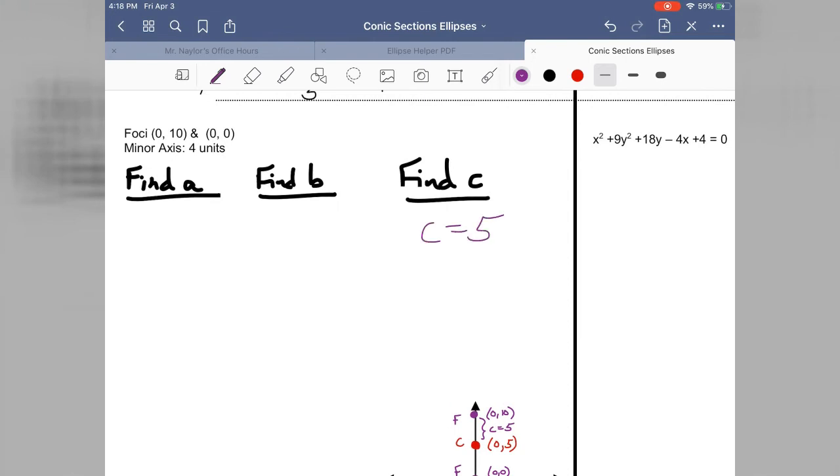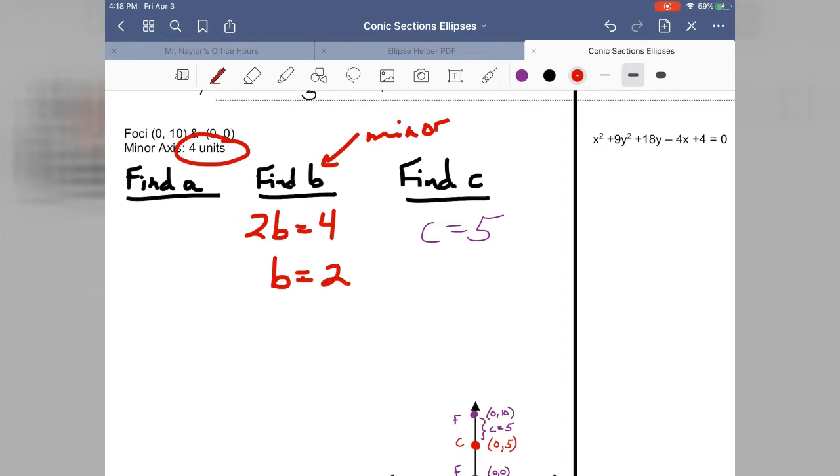We can also do a little bit of thinking about b, since b is involved with the minor axis, in other words, that shorter distance. We can use this 4 that's given to us to say that 2b would have to equal 4. Be careful, not b equals 4, because remember, b is the distance from the center. So 2b, meaning the full distance, would have to equal 4. That means, of course, that b equals 2. So once we know that b equals 2 and c equals 5, we're going to be able to go over here and solve for a.